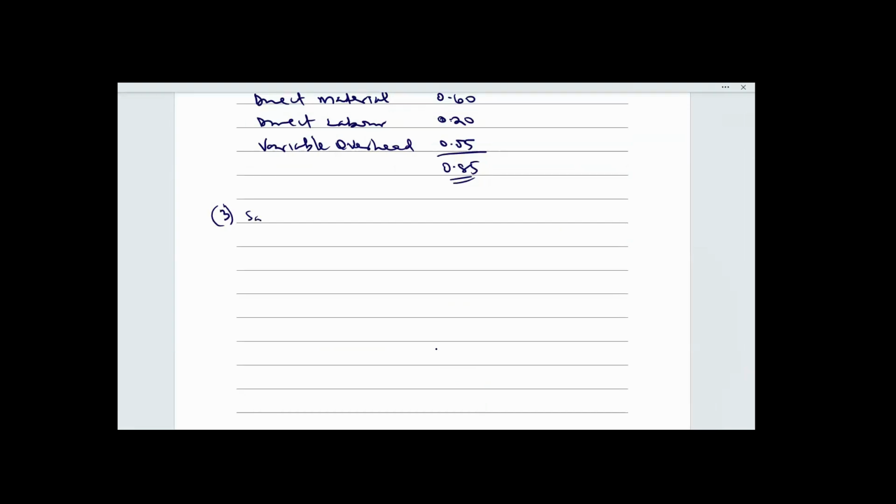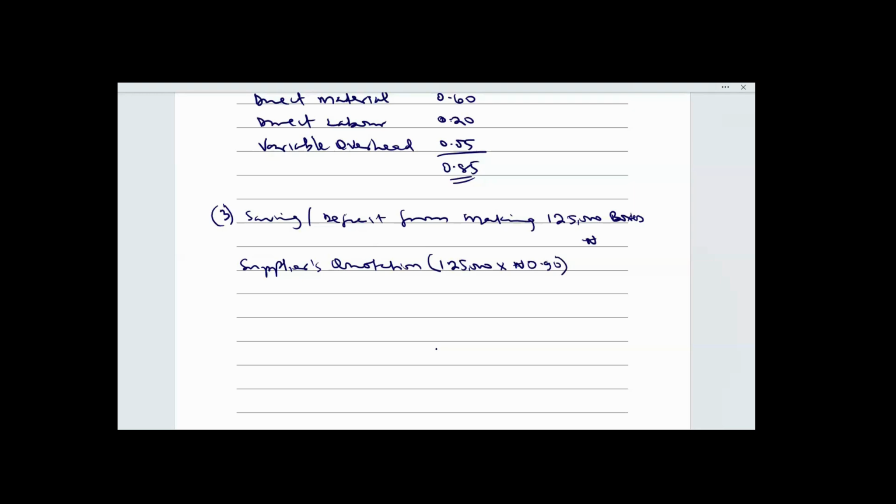All right. So I would say savings or deficits from making 125,000 boxes of chop-off. So we compare supplier's quotation. Because in this requirement number three, the examiner has given us equipment rental of 10,000 naira, your calculation should be based on absolute figures. So I would then say 125,000 multiplied by 90 kobo. This will give us 112,500. Please confirm the number.